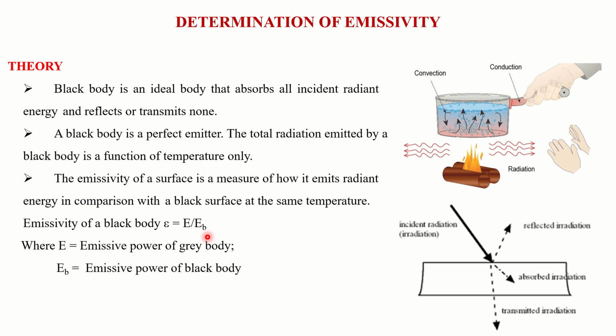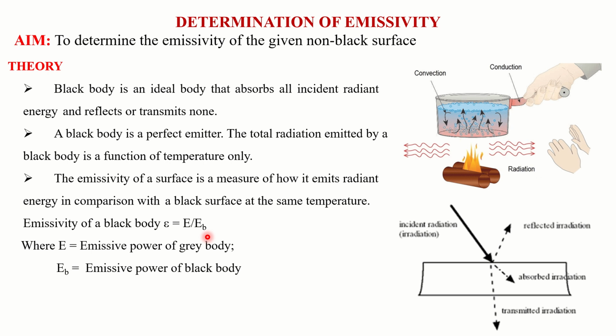So what is the aim of the experiment? To determine the emissivity of a given non-black surface. Now let us move on to the description about the experimental device.